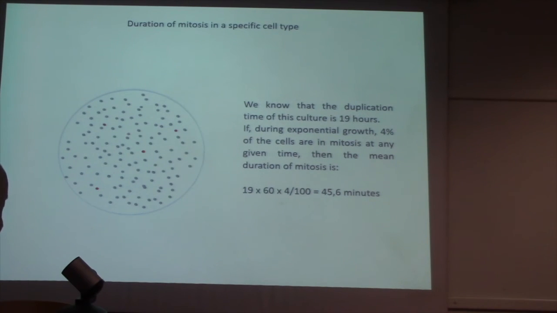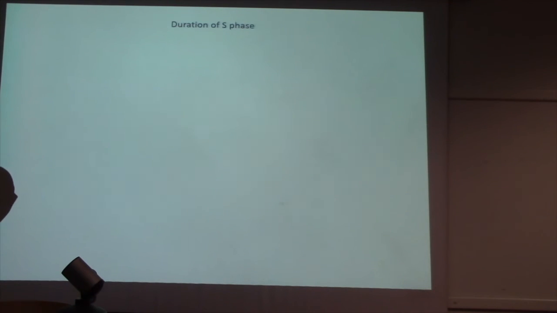All right, so we have already measured two variables, but now the lab chief asks, what's the duration of S phase? Okay, how do we do that? Now that we know that 4% of that area is occupied by cells in mitosis, can't we?